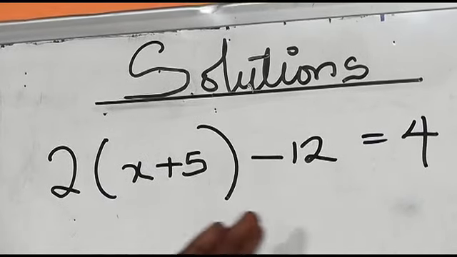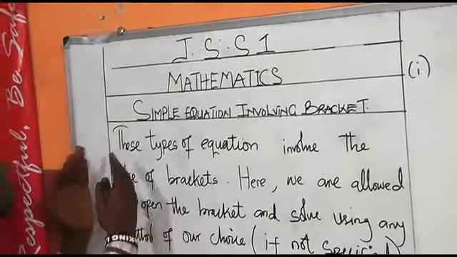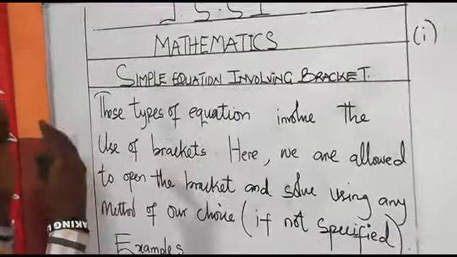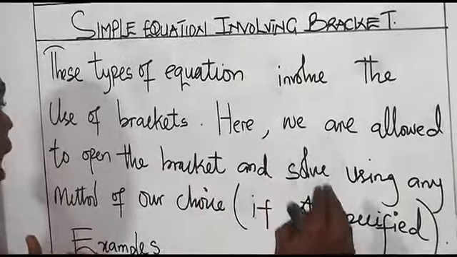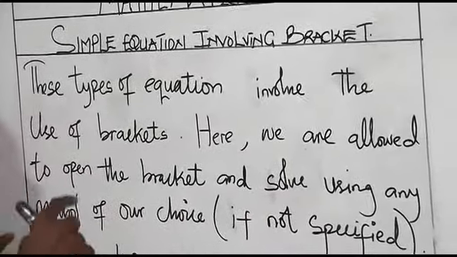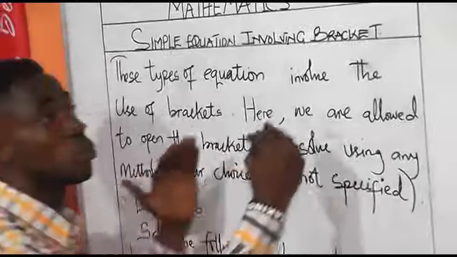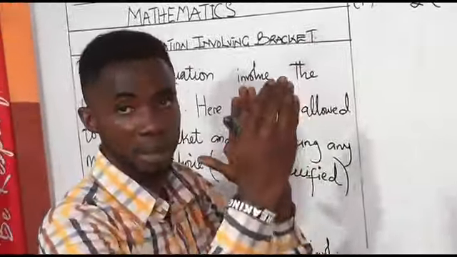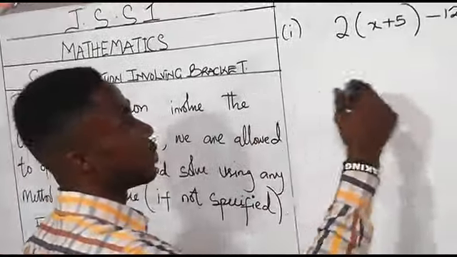So the first thing we do here, let's take a look at the note we gave initially. We said these types of equation involve the use of brackets. Here we are allowed to open the bracket and solve using any method of our choice. So the first thing we do now is to open the brackets. And how do we open the bracket? This is what we do here.